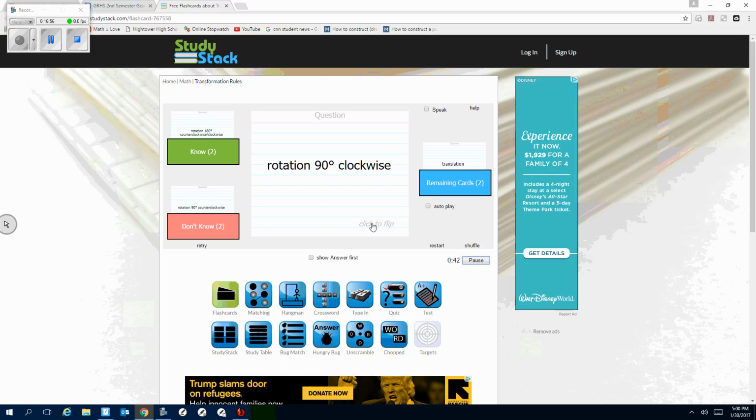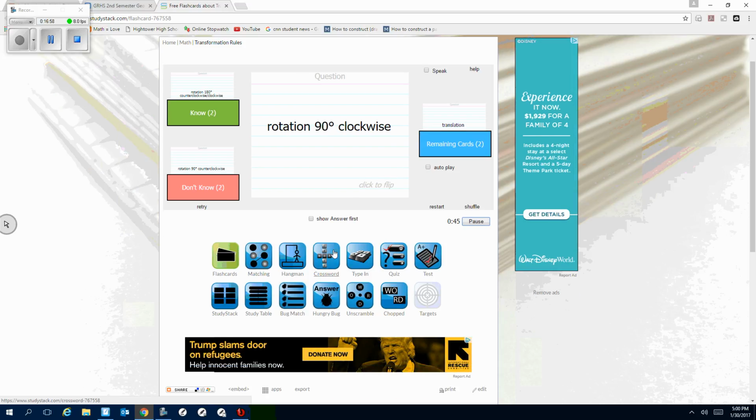Autoplay. I think sometimes it might let you do different games with this, but just use this to help you study, okay? And make sure you can do your review, complete the review, and get some bonus points.